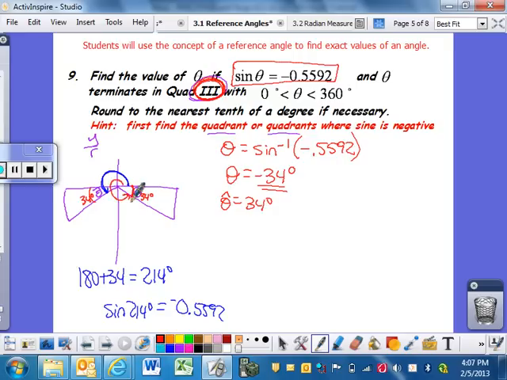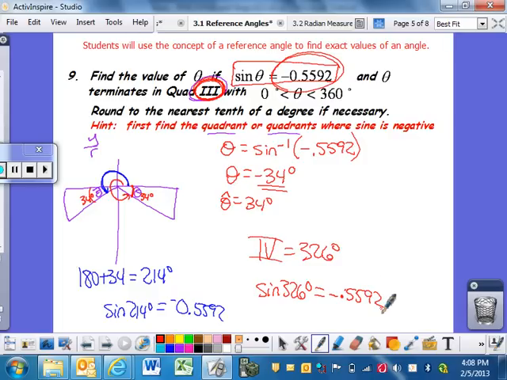Also, you could and or should, if you start from 0 and go all the way around, what is another possible answer? If they said just in quadrant 4, what angle is it? It's 360 minus 34, so 326 degrees. If you take sine of 326 degrees as well on your calculator, you should end up getting negative 0.5592. There will always be two possible answers for this scenario.